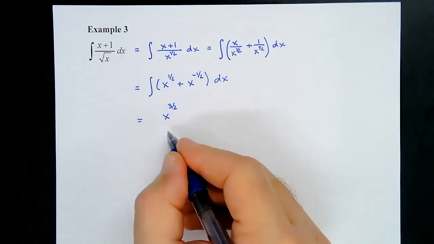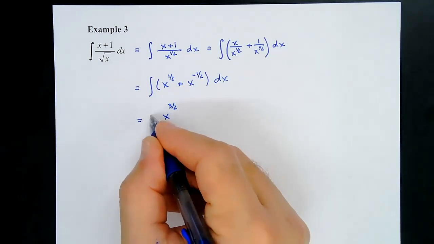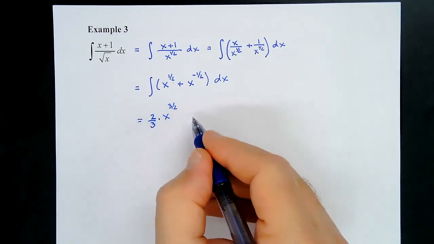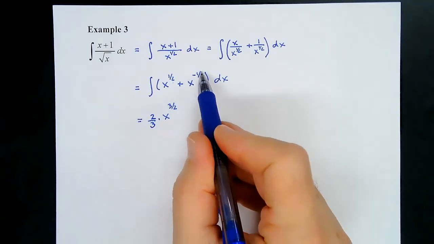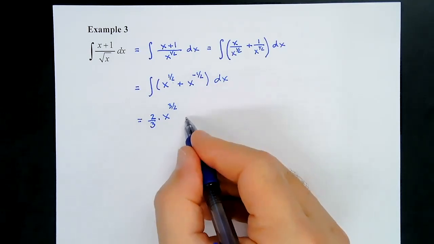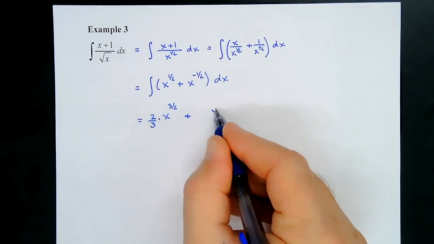Dividing by 3/2 is the same as multiplying by 2/3, so I'm going to multiply by 2/3. And then I'm going to add 1 to this. Adding 2/2 to this makes x to the 1/2. So I'm going to add, and then x to the 1/2.